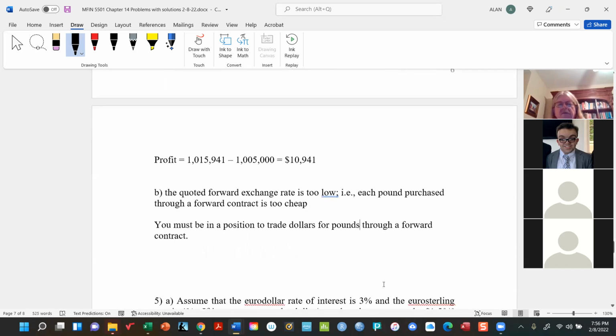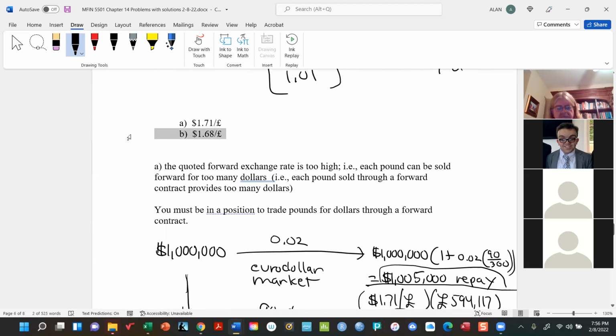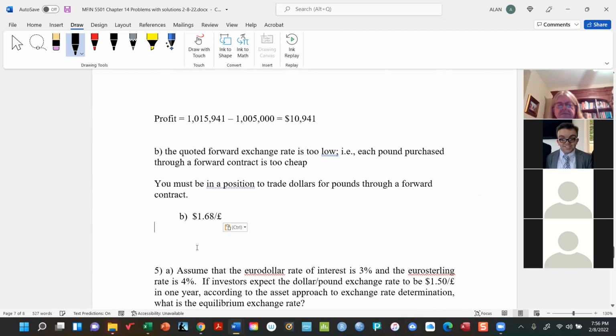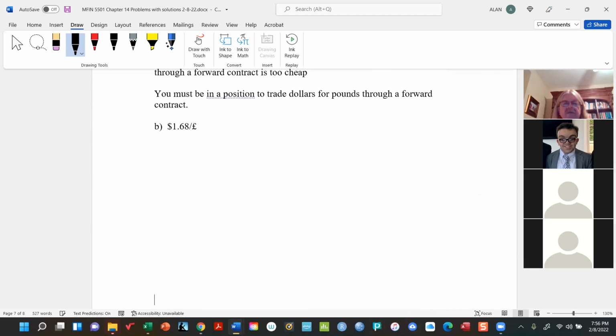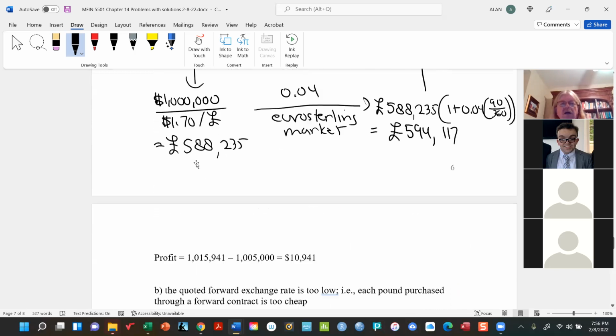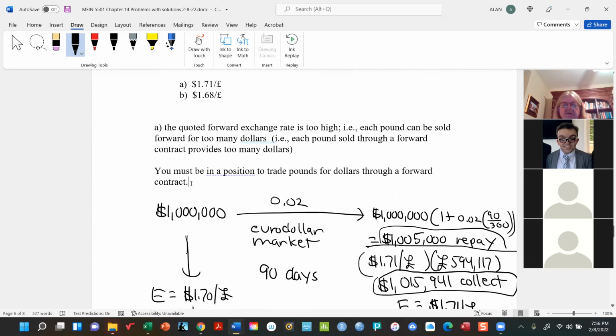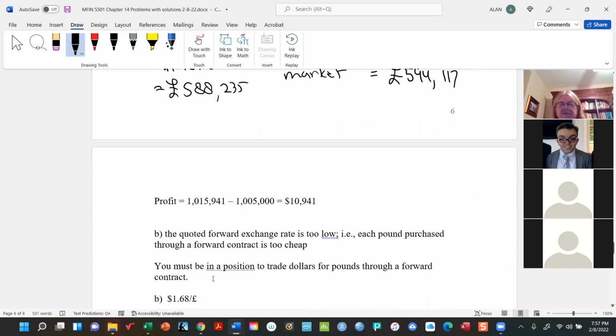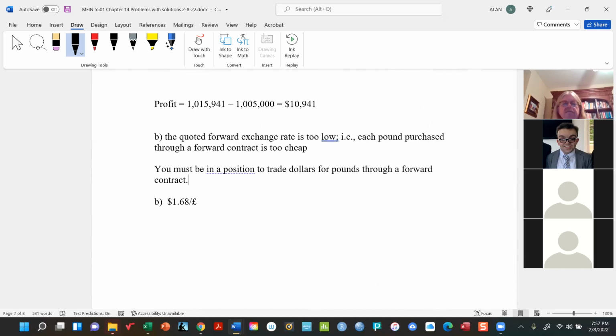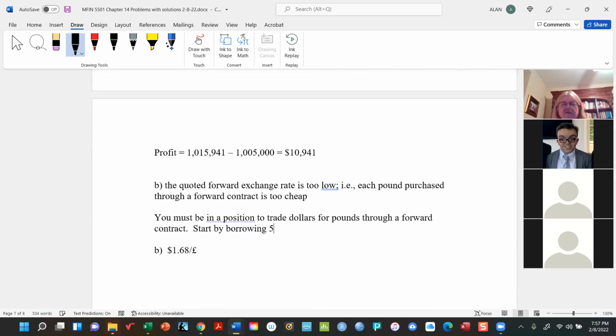Remember, the quote here is too low. It's 168. So for the same setup, and I forgot to mention this up here, start by borrowing $1 million. With this one, we're going to borrow $1 million worth of pounds, or 588,235. Again, just to keep the numbers consistent, we're going to borrow 588,235. And then you work your way through the diagram.